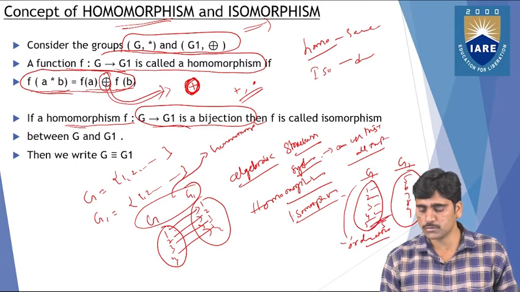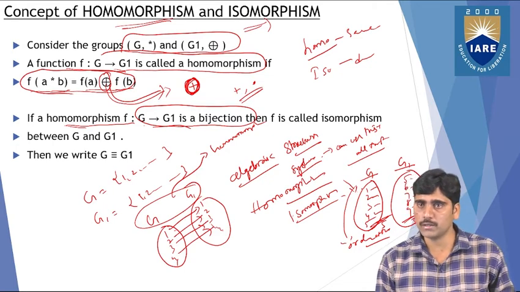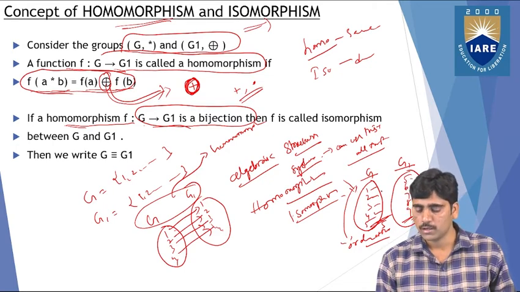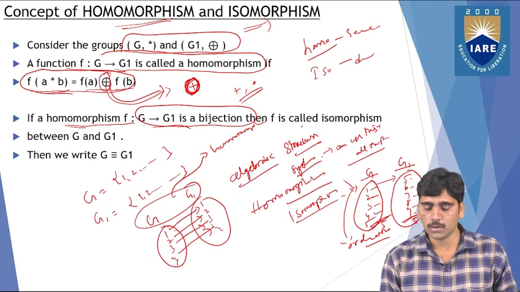The order of this group is 5, and the order of the other group is also 5. So the same number of elements, that is countable elements. The number of countable elements in this group and in the next group is also the same. Then you can say that it is an isomorphism.